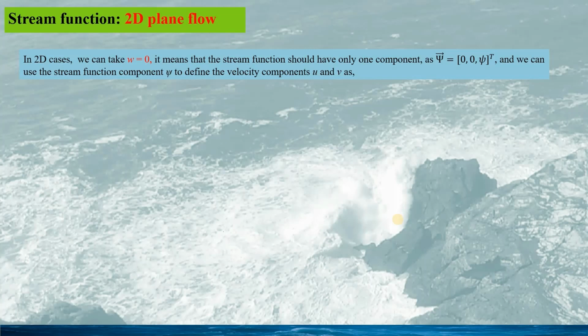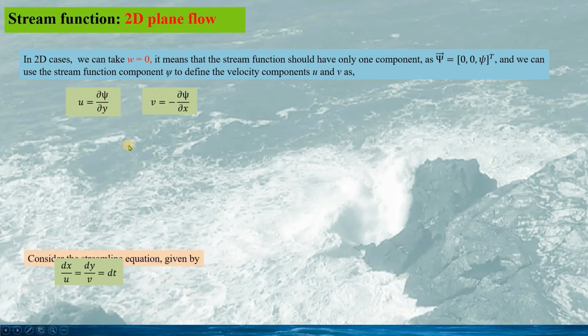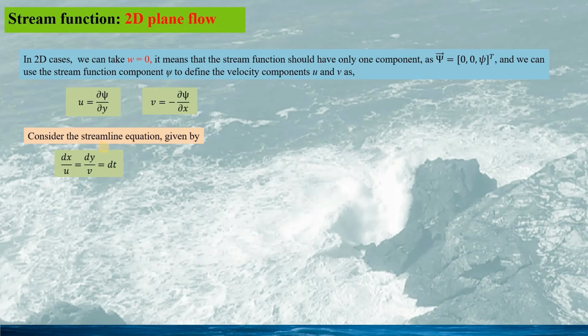In the 2D case, we can assume the velocity component w is 0, and this means the stream function has only 1 non-zero component, given as this. The first and the second components are both 0, only the third component is non-zero. Based on the definition of the stream function, we can calculate the 2D velocity components u and v, given by this and this. Here we will see 2 important results for the 2D stream function.